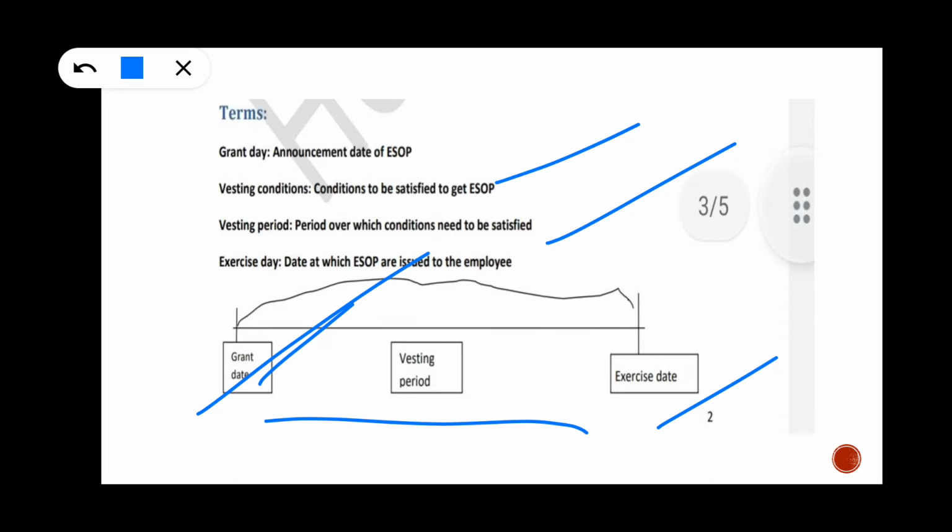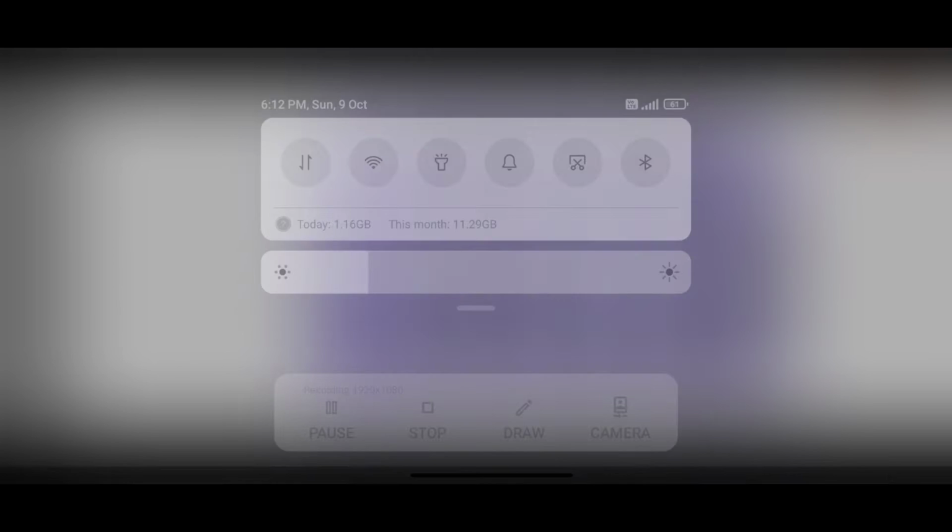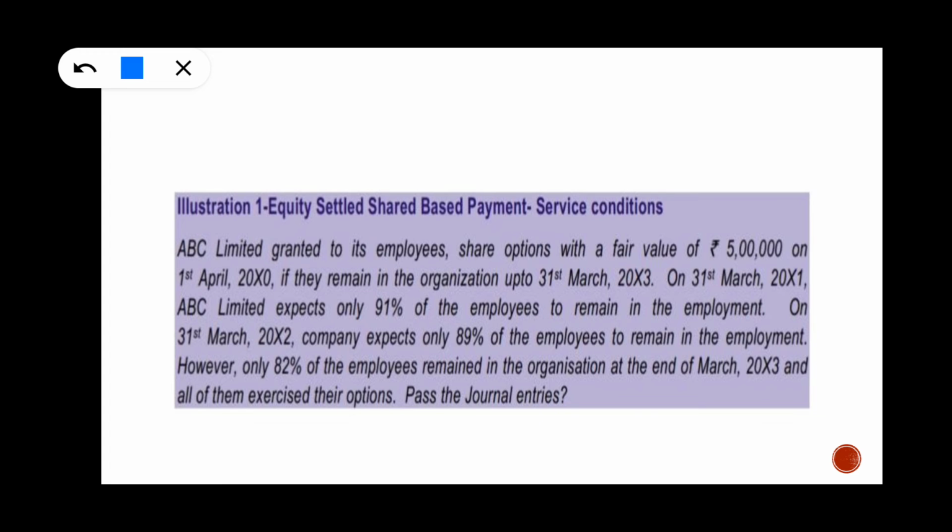Fourth point, exercise date. Exercise date is nothing but where ESOPs can be exercised. So let me explain with a simple example. ABC Limited granted to its employees share options of a fair value of 5 lakhs on 1st April 2010 if they remain in the organization up to 31st March 2013.